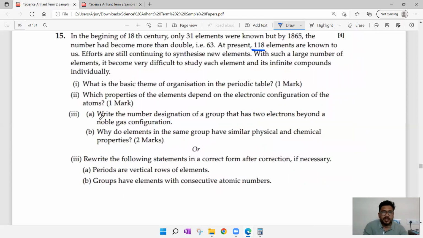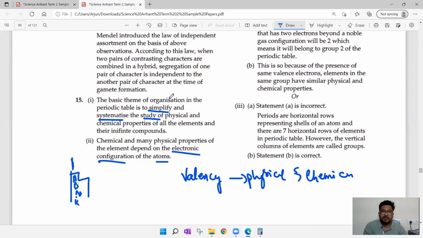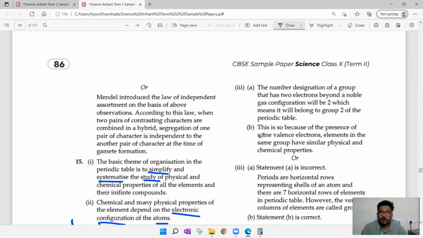Next, third one. Write the number designation of a group that has two electrons beyond noble gas configuration. From the noble gas configuration, if there are two electrons, then what do we have to write? It should be group 2, simply to say. The number designation of the group that has two electrons beyond noble gas configuration will be 2. They're talking about valency. Noble gas valency is 0. The group which will have valency 2 means the second group will have valency 2. Simple.